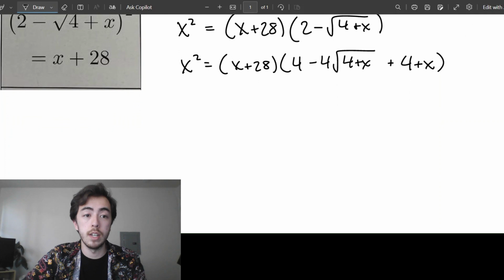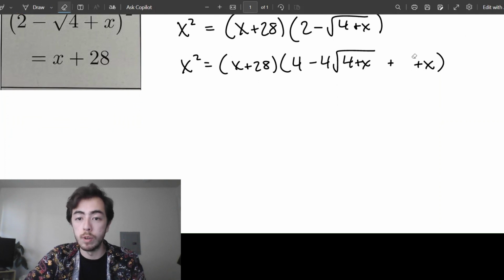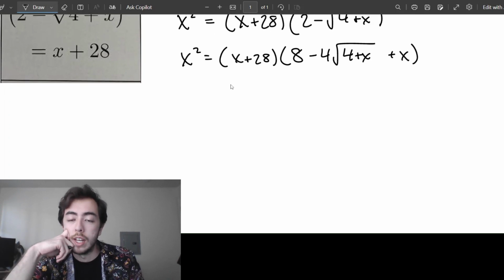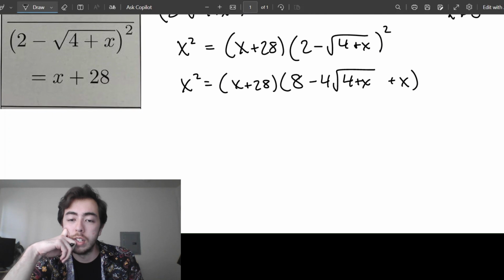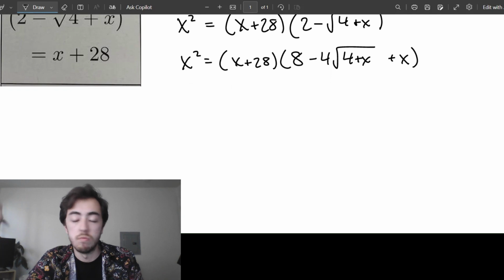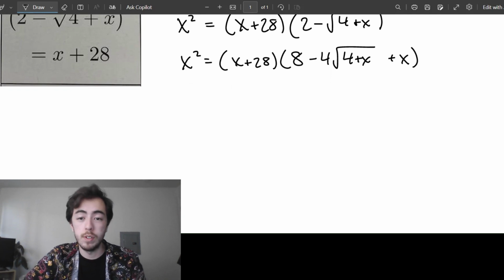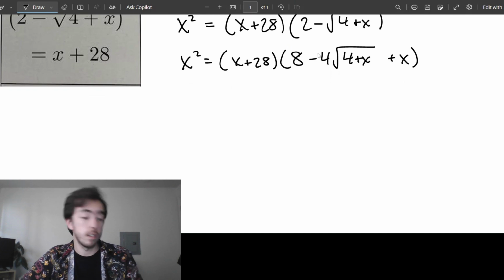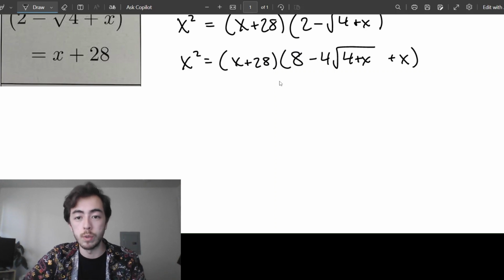I could simplify it a touch. This plus 4 could merge with that 4, and so we get 8 over here. And then that plus x just needs to hang out for now. And what to do now? I could expand more stuff just to see what happens. This might prove useful or it might be completely useless, but let's just see what happens. I'm going to multiply this x to all three of these terms and then the 28 to all three of these terms. And at this point, I'm going to reach for my calculator because I don't really want to do 28 times 8 in my head.